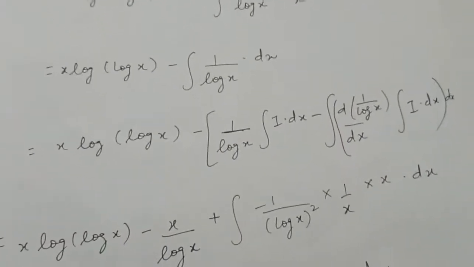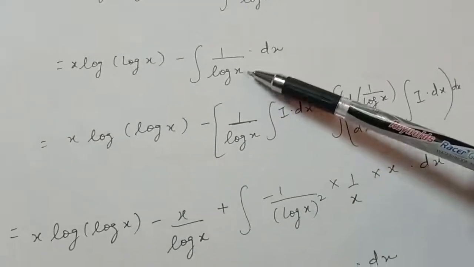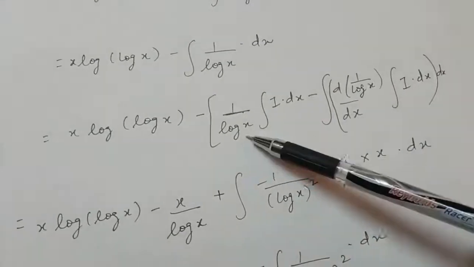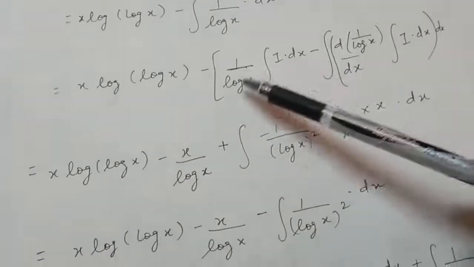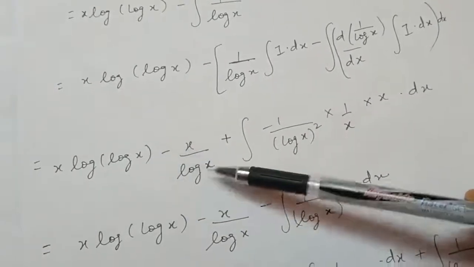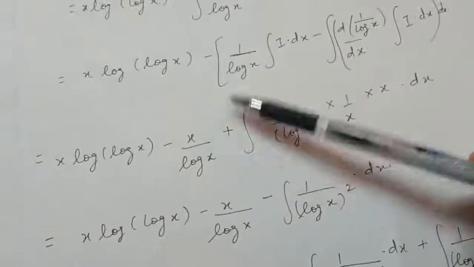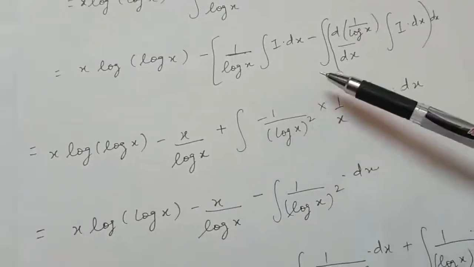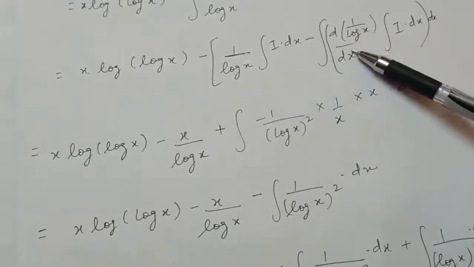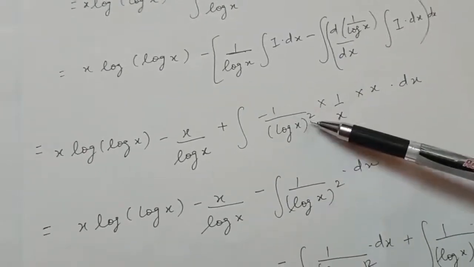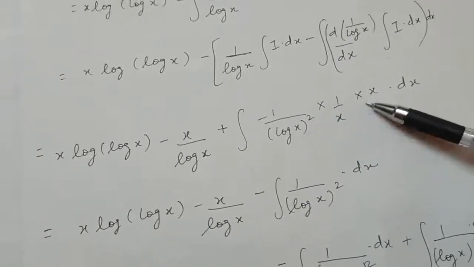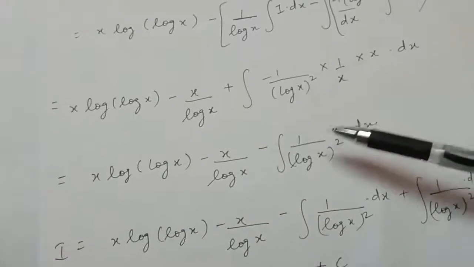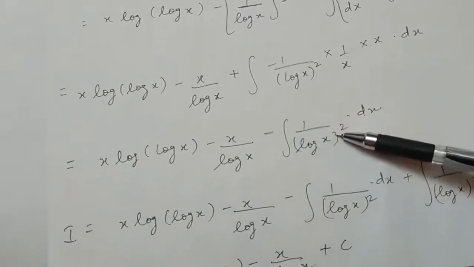Now again apply the integration by parts here, taking this as the first function and 1 as the second function. Apply the formula, you will get this. So it will be minus x upon log x, because integral of 1 is x. And this will be now minus minus plus integral of derivative of 1 by log x, which is minus 1 by log x whole square, into 1 by x, into integral of 1, which is x. Now cut this x. You will get integral of 1 upon log x whole square.